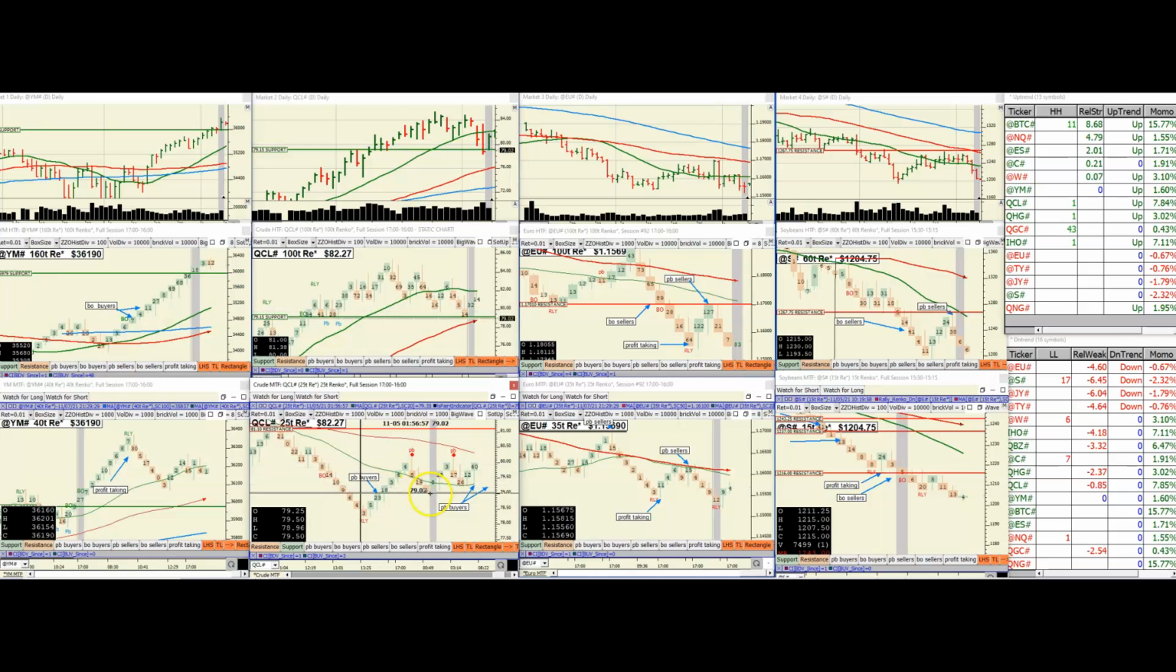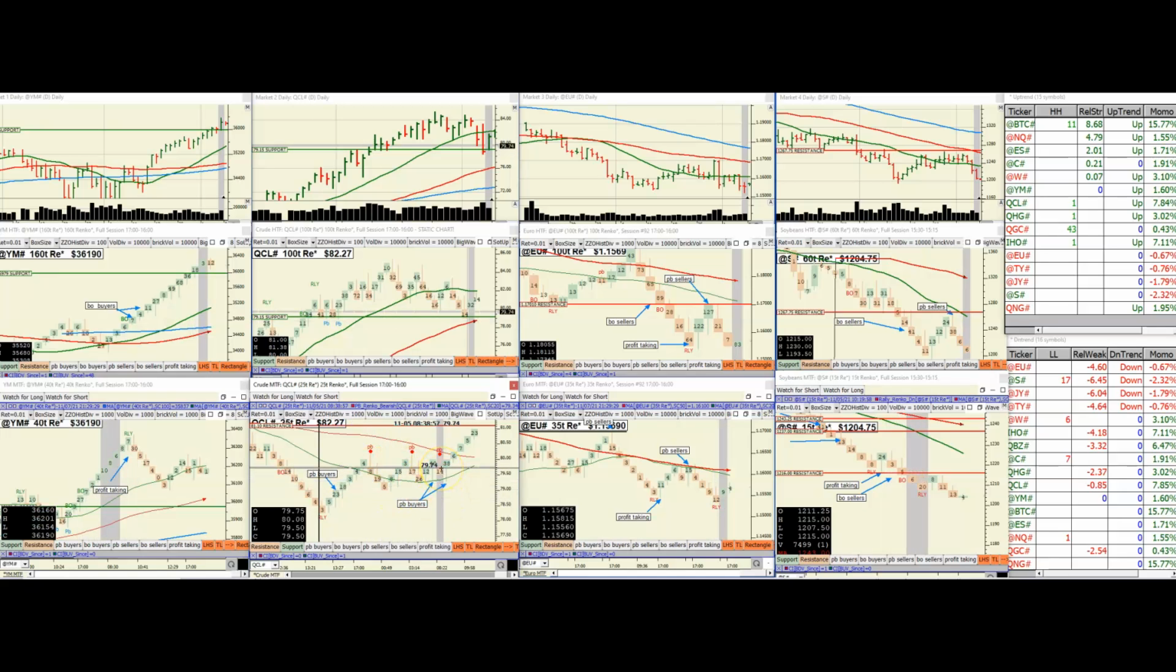And the pullback sellers, they're unable to take the market lower. Here it was pullback sellers, here pullback sellers, here pullback sellers. And what was going on? 3 brick, 2 brick, only 1 brick. Selling is not working. Why?